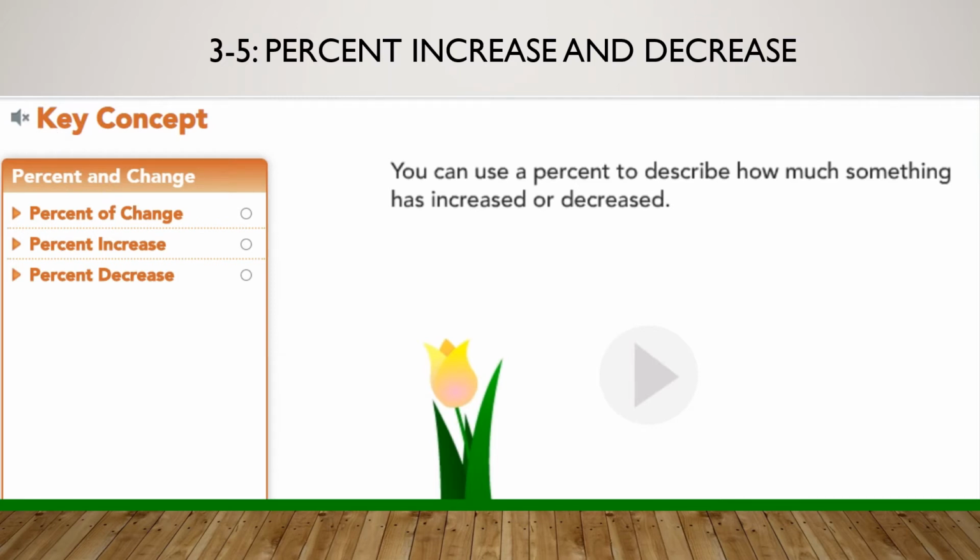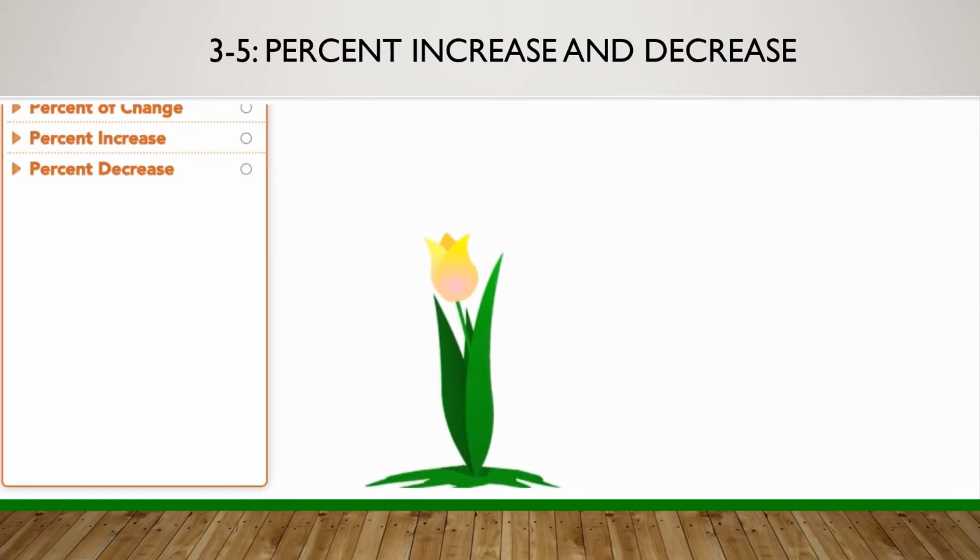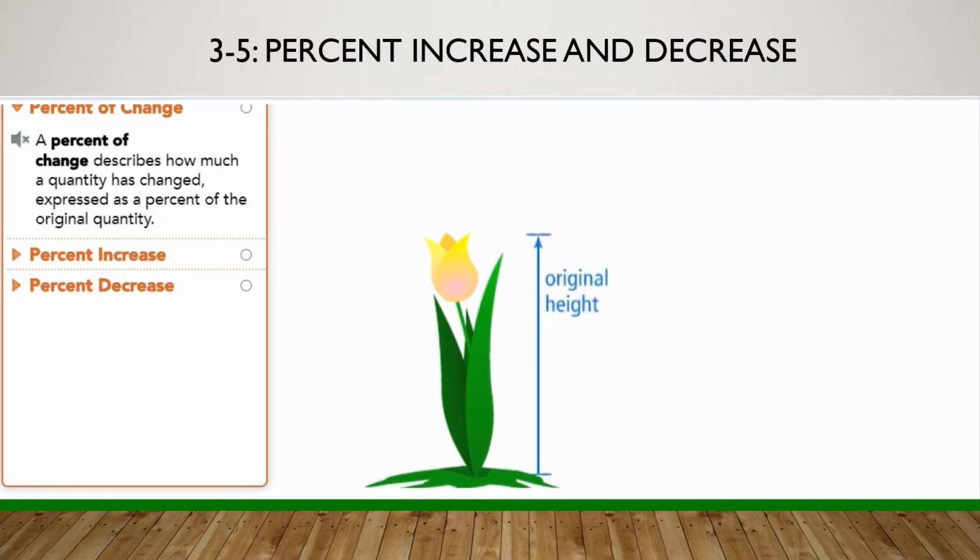You can use a percent to describe how much something has increased or decreased. Here is the original height of the flower. A percent of change describes how much a quantity has changed, expressed as a percent of the original quantity.